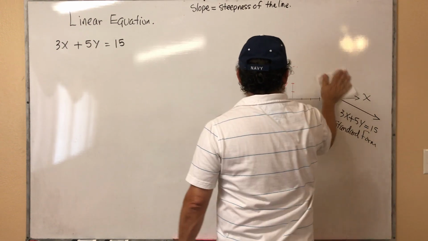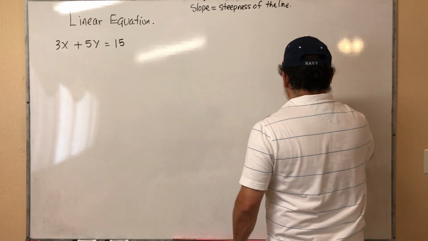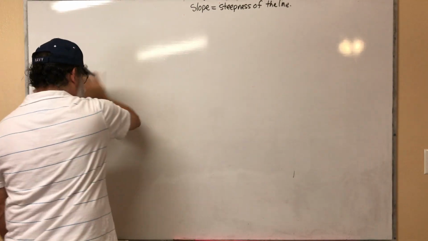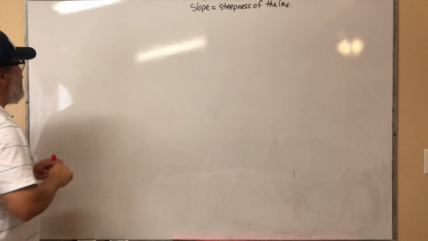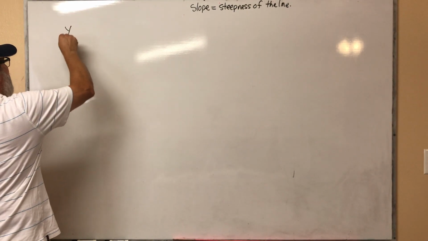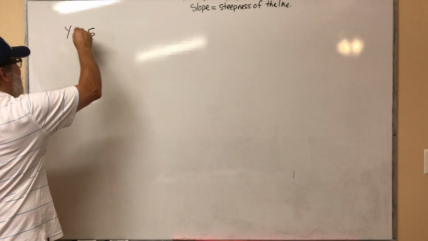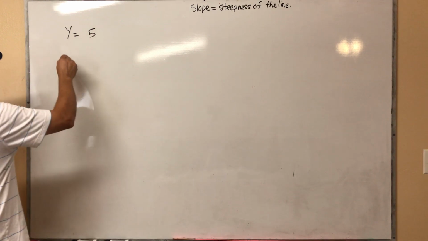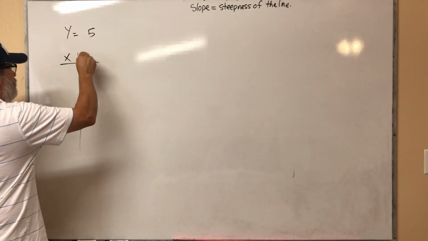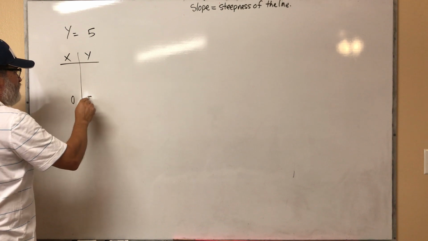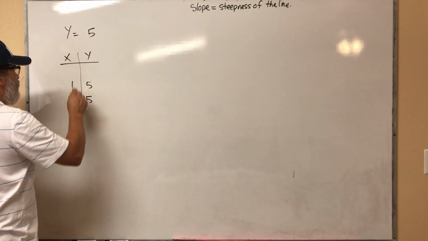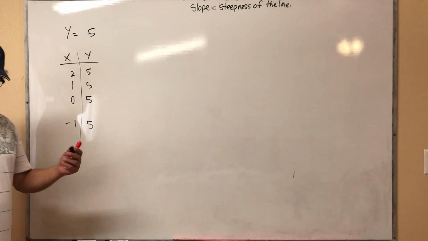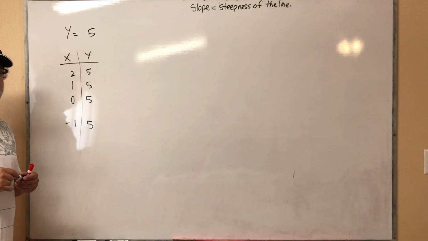Now, there are lines that have no slopes. Okay? Watch this. Let's graph this line. Graph y equals 5. I'll show you how to graph this line. Make a table, x and y. When x is 0, y is 5. When x is 1, y is 5. When x is 2, y is 5. When x is negative 1, y is 5. y is always 5. Let's graph it.